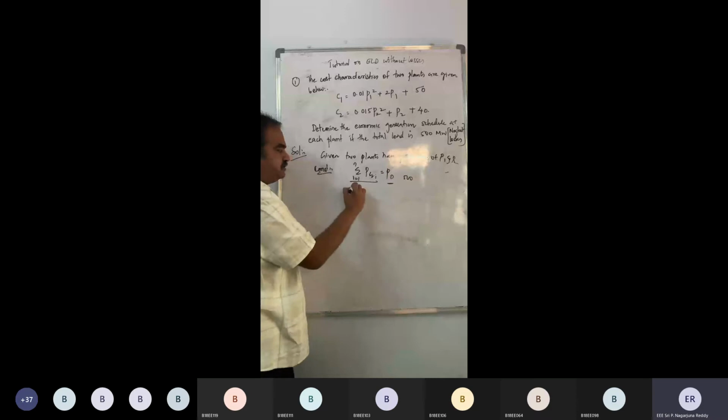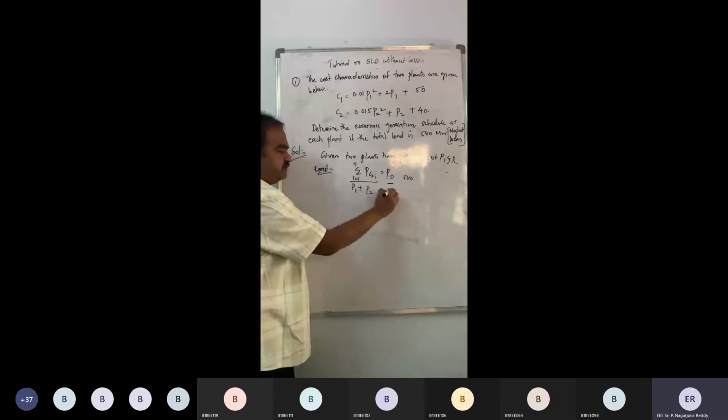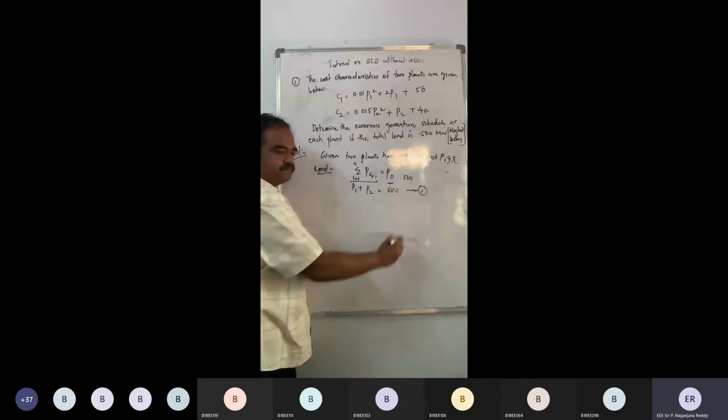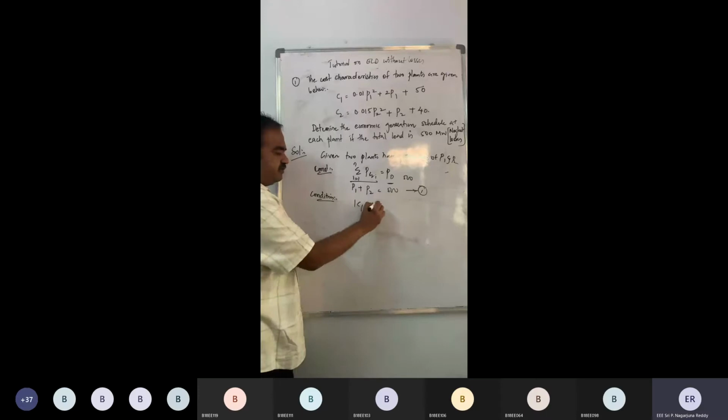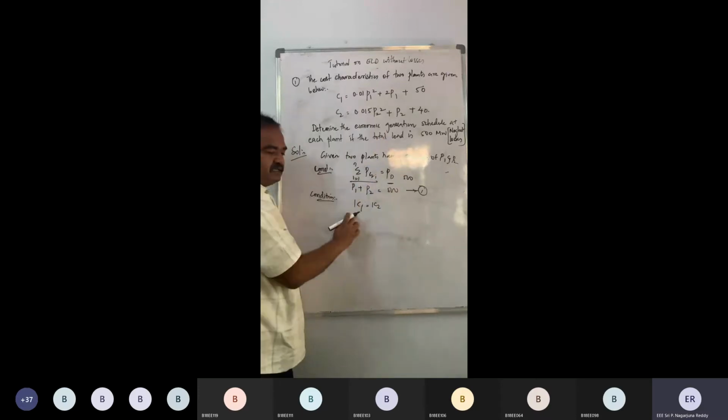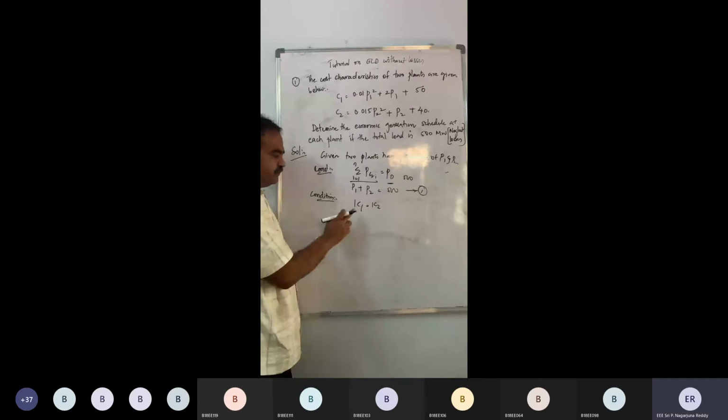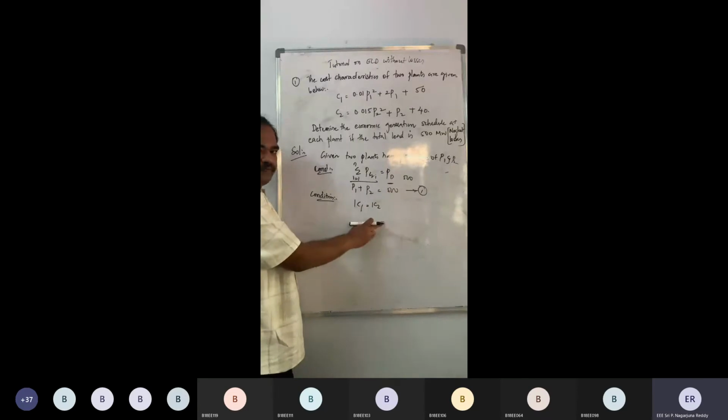And what is your total generation? P1 plus P2. So I am writing this equation: P1 plus P2 is equal to 500. This is equation number 1. And the second condition, what is the condition for ELD without losses? That IC1 must be equal to IC2 up to ICn. I have only two plants here, so I am considering only IC1 is equal to IC2. Incremental cost at plant 1 is equal to incremental cost at plant 2.